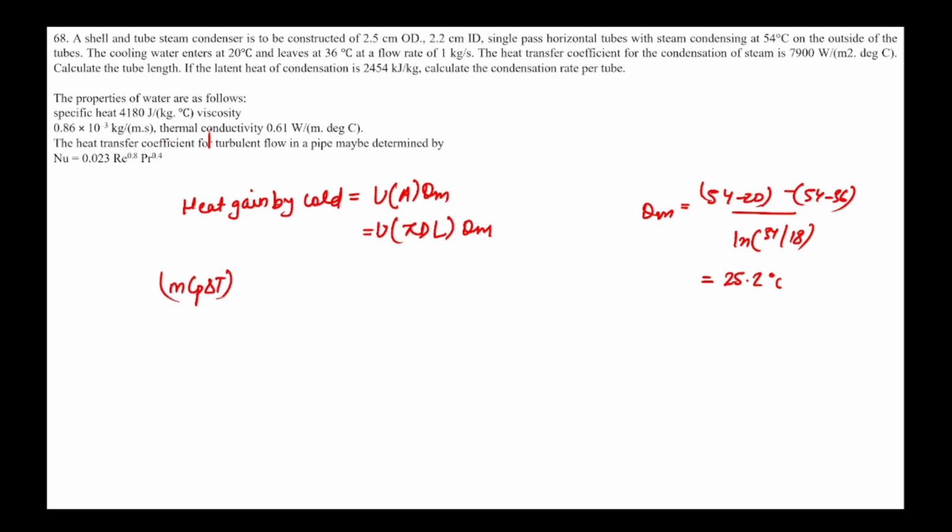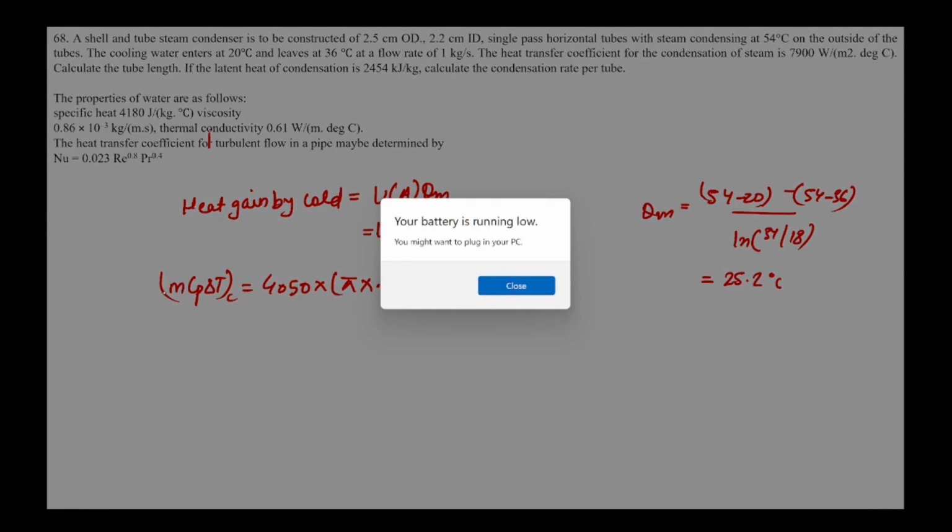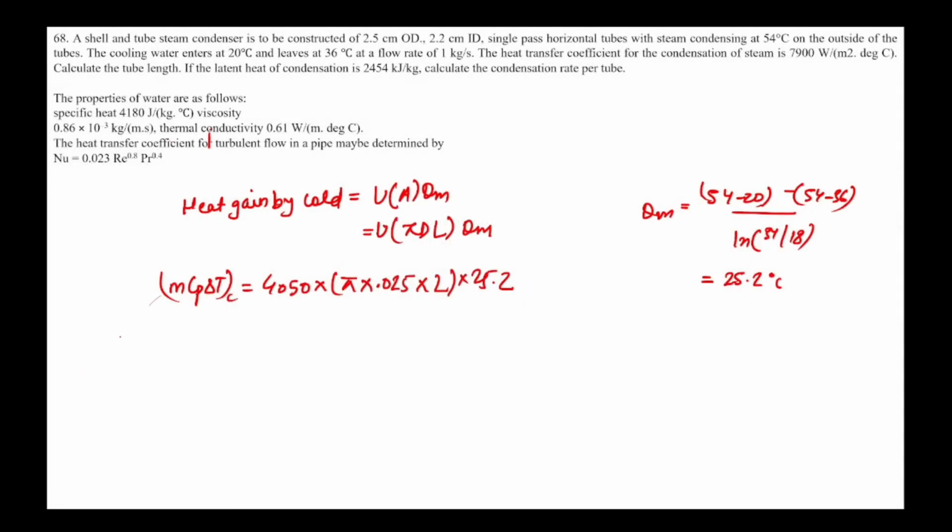So m Cp delta T of cold is equal to 4050 into pi into 0.025 into length, which we have to find, into 25.2. m is 1, into 4180, into delta T, 36 minus 20, is equal to 4050 into pi into 0.025 into 25.2, which is 8015.77 L. So L is equal to 4180 into 16 divided by 8015.77, which gives 8.34. So length is equal to 8.34 meter.